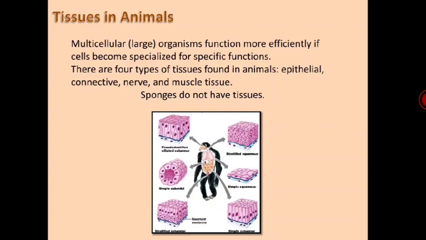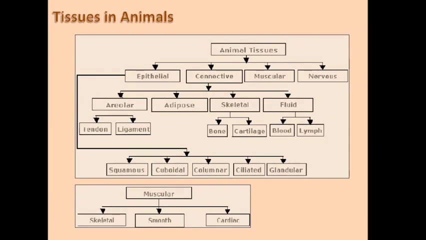Let us study tissues in animals by following these slides. Multicellular organisms function more efficiently if cells become specialized for specific functions. There are 4 types of tissues found in animals: epithelial tissue, connective tissue, nervous tissue, and muscular tissue. You are seeing the schematic representation of tissues in animals. Animal tissues are divided into 4 major tissues.